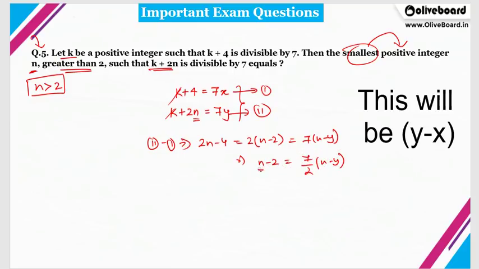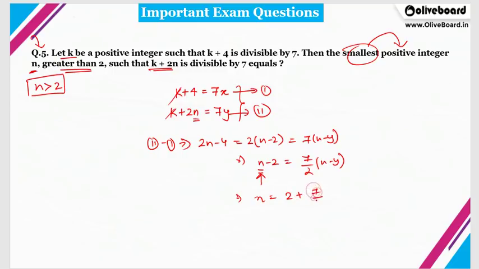Okay, now since we need to find the minimum value of n, and n is a positive integer, so n will be equal to what? n equal to 2 plus 7 by 2 times x minus y. Okay, now since n is a positive integer, so I have to minimize this value. Now since they are saying that n is always greater than 2, this is obvious because 2 plus something will be here. Now since n is an integer, this x minus y has to be a multiple of 2. Then only this 2 will cancel this x minus y and I will have an integer value, otherwise I will have a fractional value. So the minimum value of x minus y will be what?